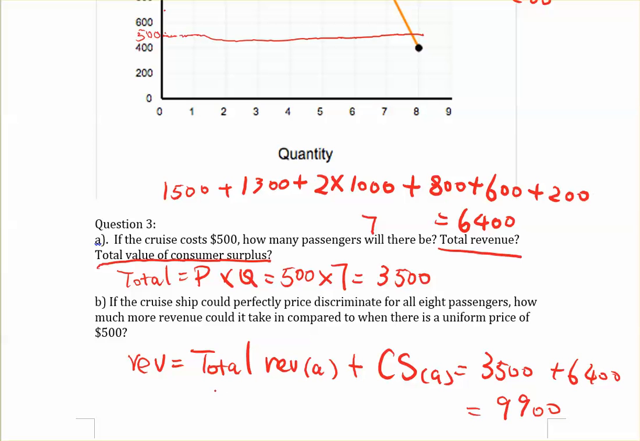You don't need to calculate individually. You don't need to calculate one by one and add them together. What you can do is just add the total revenue and the consumer surplus you calculated in question A together, and you will get the total revenue under the scenario of perfect price discrimination.